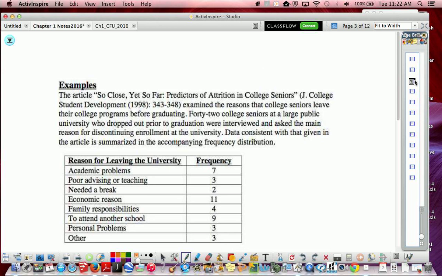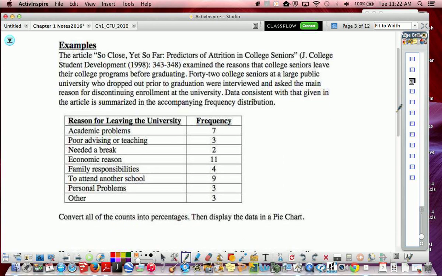And we're going to take a look at a couple examples when doing this. The first example says the article, "So Close Yet So Far, Predictors of Attrition in College Seniors," J. College Student Development from a 1998 article examined the reasons that college seniors leave college programs before graduating. Okay? 42 college seniors at a large public university who dropped out prior to graduation were interviewed and asked the main reason for discontinuing enrollment at the university. Data consistent with that given in the article is summarized in the accompanying frequency distribution.